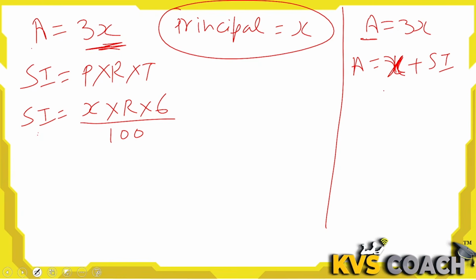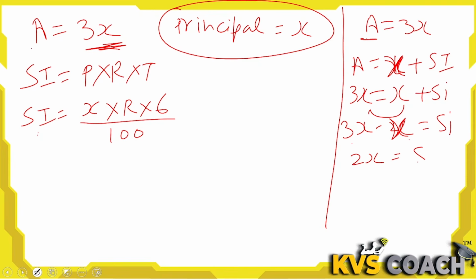So here A is 3x. Principal is x. Then what will be the SI? Here SI is 3x minus x, which is 2x. So SI is 2x.